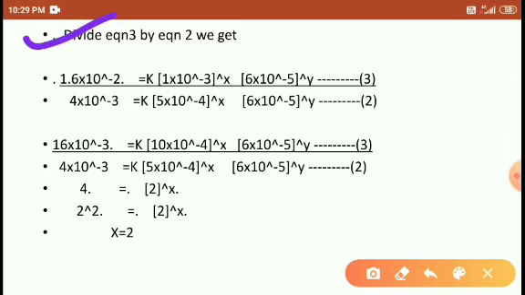Again we divide equation 3 by equation 1. Then we have to make the scientific notation equal. Equation 3 is 1.6 into 10 to the power of minus 2, whole divided by 4 into 10 to the power of minus 3. The concentration of A is 1 into 10 to the power of minus 3 by 5 into 10 to the power of minus 4, and the concentration of B remains the same here. So we have to make the scientific notation equal: the 1.6 we make 16 into 10 to the power of minus 3 over 4 into 10 to the power of minus 3, and this one we make 10 into 10 to the power of minus 4 by 5 into 10 to the power of minus 4.